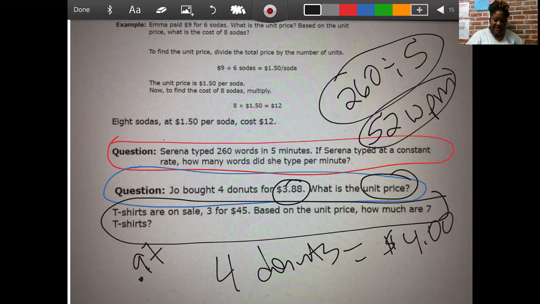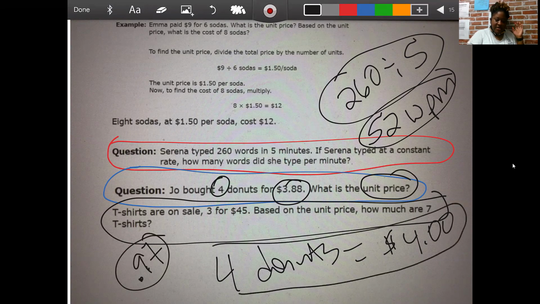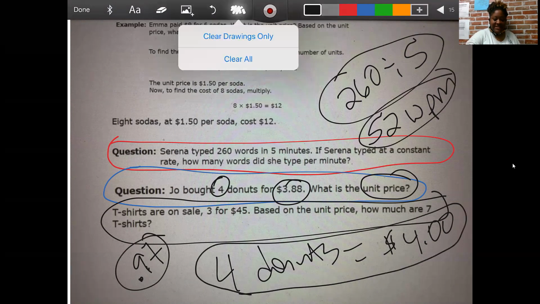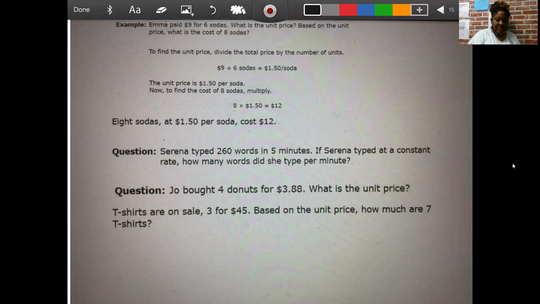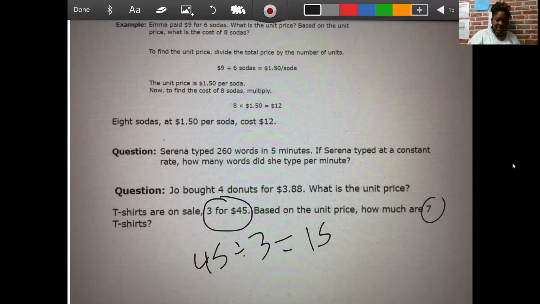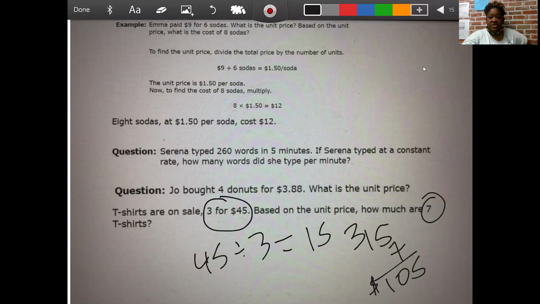Very good. The second one was 388 divided by 4, which is 97 cents. And I was showing how 4 donuts would be $4 if it was $1 per donut. So we knew it had to be less than $1 because 4 donuts was 388. And then the last one, you guys got that correct. You divide 45 divided by 3, which is 15. And how much are 7? So 15 times 7 is $105. Very good. So great job, guys.